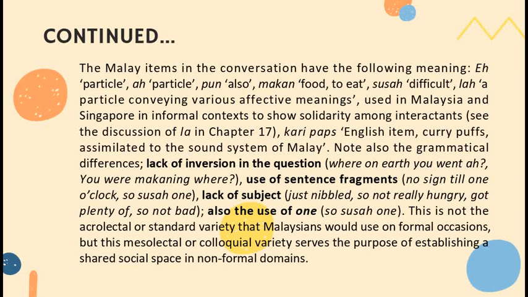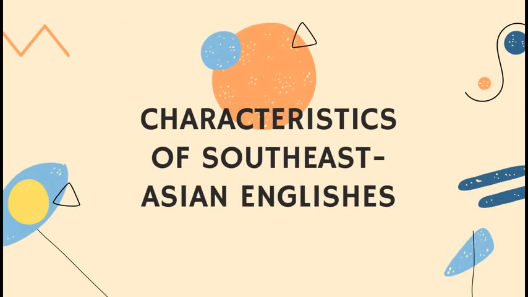The Malay items in the conversation have the following meaning: pun, a particle; pun, also; makan, food, to eat; susah, difficult; la, a particle conveying various effective meanings, used in Malaysia and Singapore in informal contexts to show solidarity among interactants. Karipap is an English item assimilated to the sound system of Malay. Also note the grammatical differences.